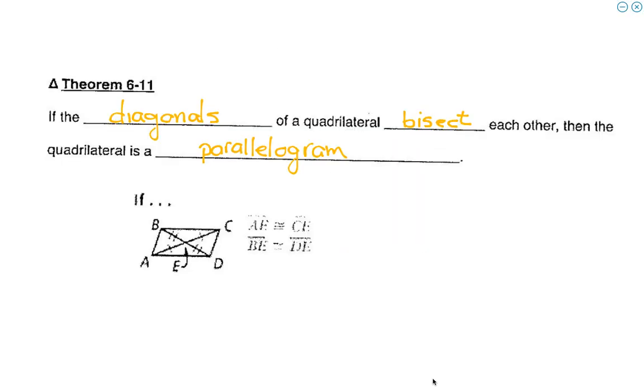All right, theorem 611. So the next property of a parallelogram. If the diagonals of a quadrilateral bisect each other, then the quadrilateral is a parallelogram.